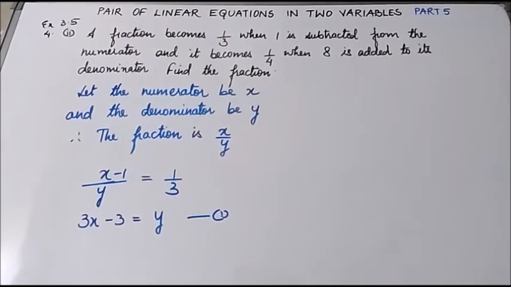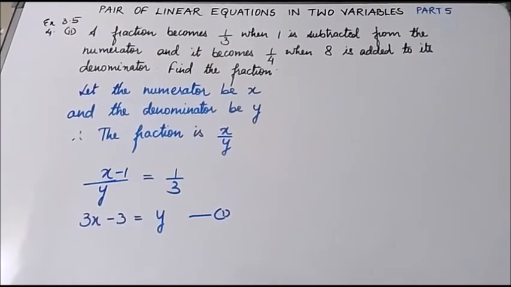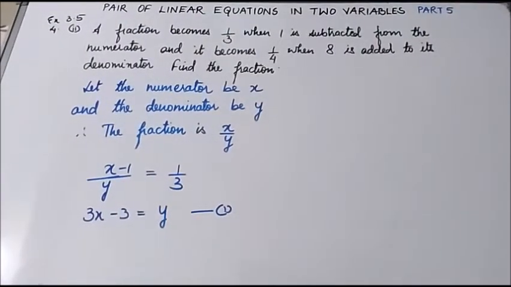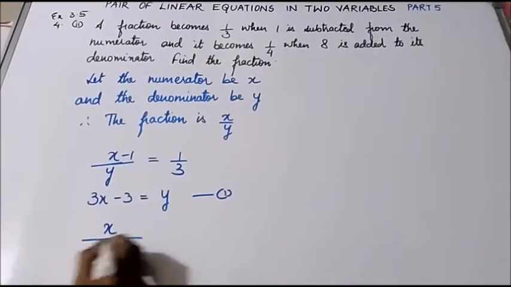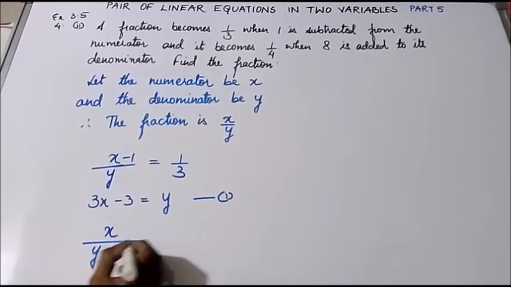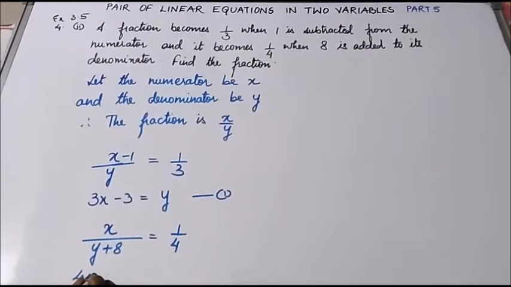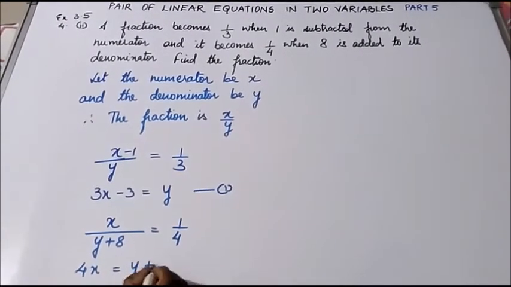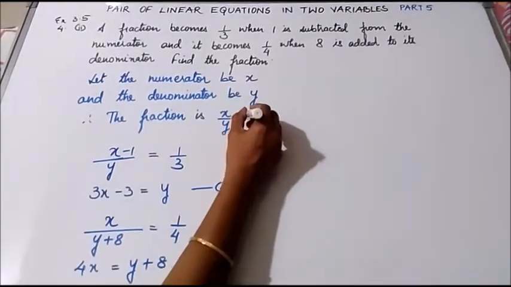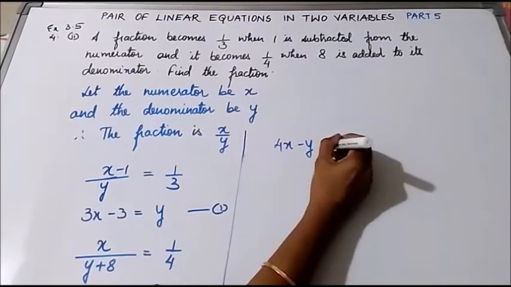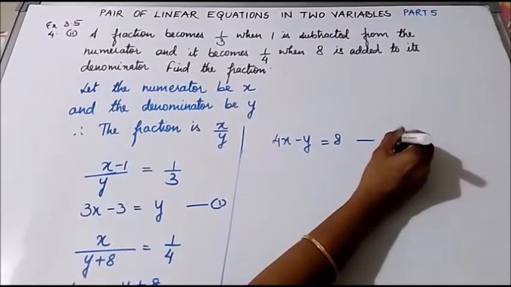Now in the second equation, how do we get? They say the fraction becomes 1 by 4 when 8 is added to the denominator. That is, 8 is added to the denominator, the fraction becomes 1 by 4. Cross multiply, you get here 4x equal to Y plus 8. This will give us 4x minus Y is equal to 8.